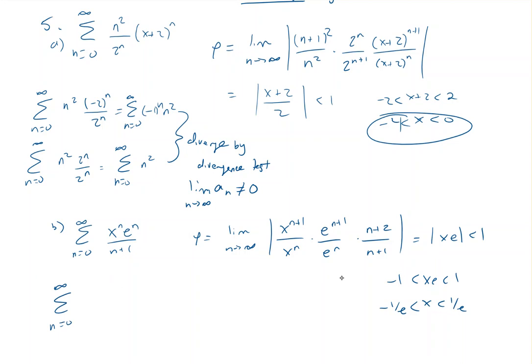If you plug in 1 over e here, what do you get? Well, we're just going to get 1 over e to the n times e to the n. That's just 1. The x and the e effectively turn into just 1. This diverges because this is the harmonic series. If you look at it, it's 1 plus 1/2 plus 1/3. So it's the harmonic series.